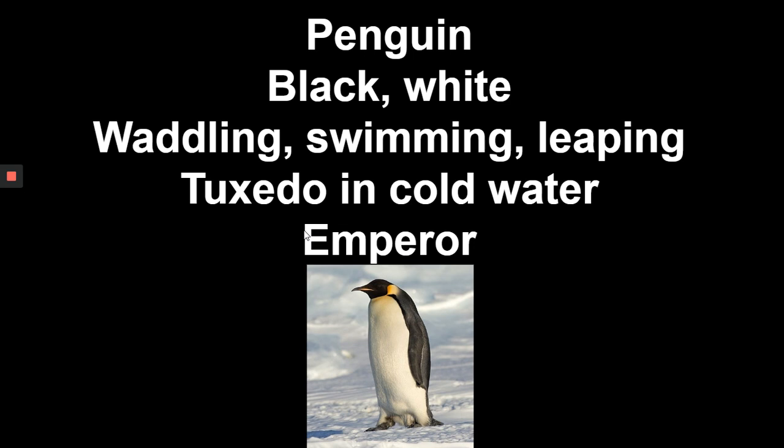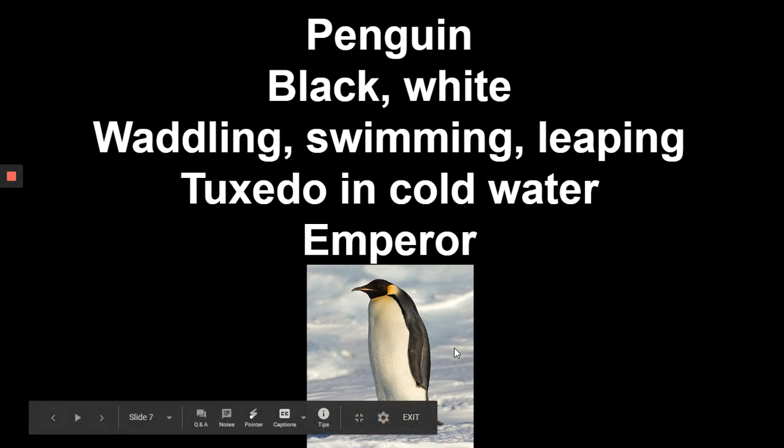And number 5, the rule here is that it can only be 1 word, and it has to be specific to the subject of your poem. It has to be specific to what your poem is about. And so emperor, as some of you know, is a specific kind of penguin. As we can see here, this is an emperor penguin.